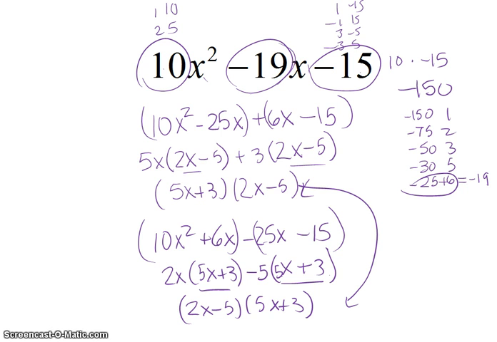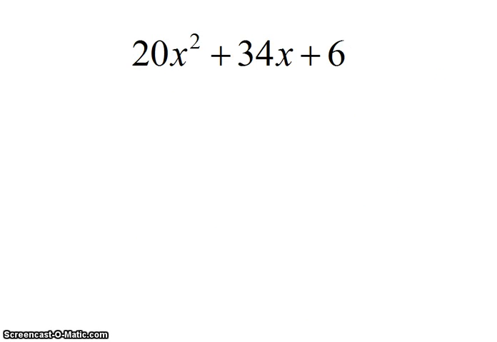All right, let's do one final quadratic. In this case, we have to remember rule number 1. Don't forget rule number 1. What is that? Do I have a GCF? And I do. So let me make my life a little easier and make this 2 times 10x squared plus 17x plus 3. And now I'm going to use my method.